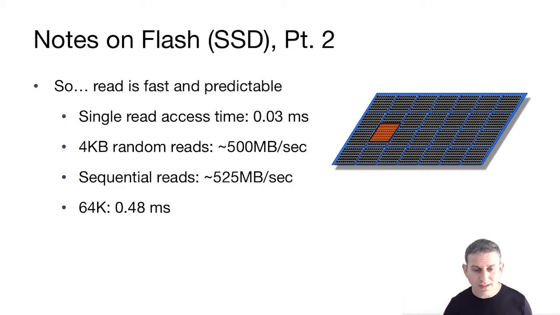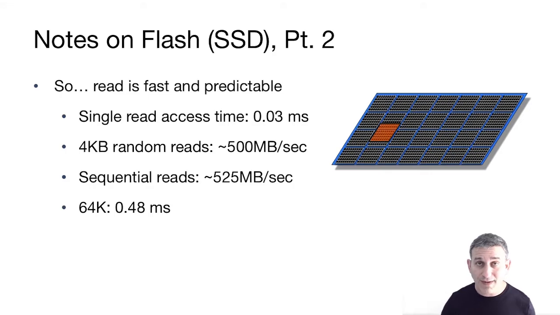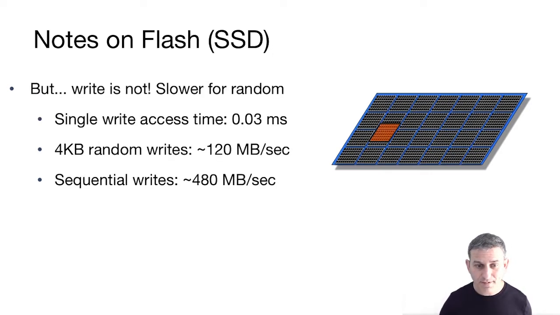And if you wanted to read 64K, which is the block size that we had for our magnetic disks, it takes about half a millisecond. So it's pretty fast. Write, on the other hand, is not fast. It's slower for random writes than sequential writes also. So that's a thing where writes are more like magnetic disks in a couple ways. They're slow, and there's a difference between random and sequential performance.